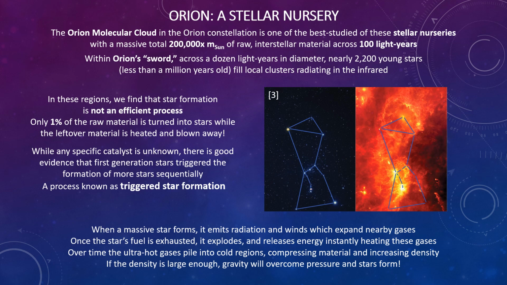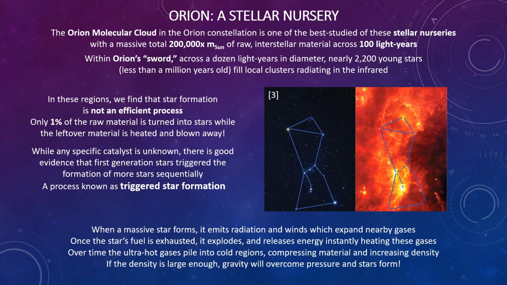And so in his sword, in the Orion Nebula itself, there are nearly 2,200 young stars that are very young, less than a million years old, that are glowing extremely brightly in the infrared and heating up the gas and dust around them. And so when we look at the image on the right, we can see the glowing region that is not visible when we look in the optical on the left of the two images there.